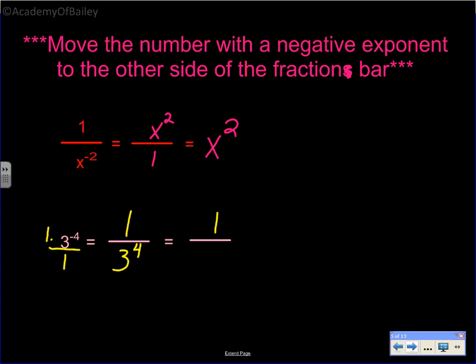Okay. Now 3 to the fourth power on the bottom, well, we know that's 3 times 3 times 3 times 3. 3 times 3 is 9. 3 times 3 is 9. 9 times 9, 81. So the answer, 3 to the negative fourth, is equal to 1 over 81.